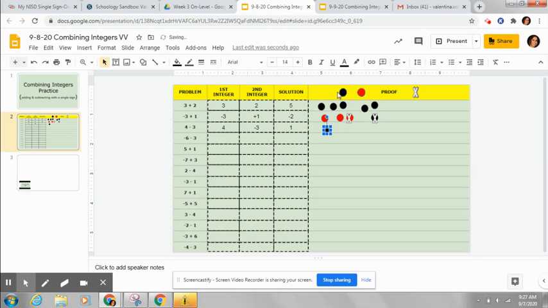So I need 4 positives. 1, 2, 3, 4. 4 positives, 3 negatives. So 1, 2, 3 negatives. Okay, now I need to cross out my zero pairs. So put an X on one of the negatives, and I'll put an X on one of the positives. I'll put an X on another negative and an X on another positive. And I still can keep going. So X here and X on that positive. So I eliminated my zero pairs. I am left with 1 positive.